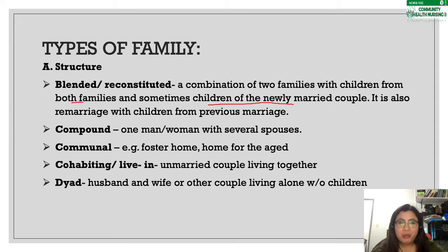For the communal, examples are orphanages, foster homes, and homes for the aged. They may not be related by blood, but they are living together as one community. And then we also have the cohabiting or cohabitating, or the live-in. They are an unmarried couple living together. They may or may not have children. As long as they are unmarried, that is cohabiting or live-in. The dyad is a husband and wife, or another couple, living alone without children. A married couple without children. That is a dyad.